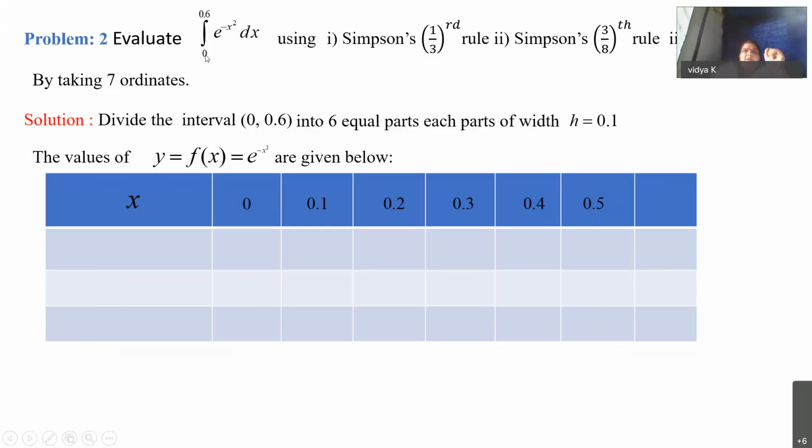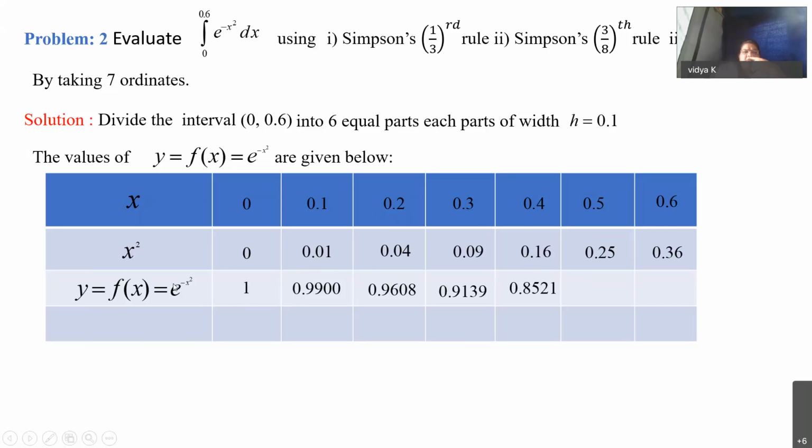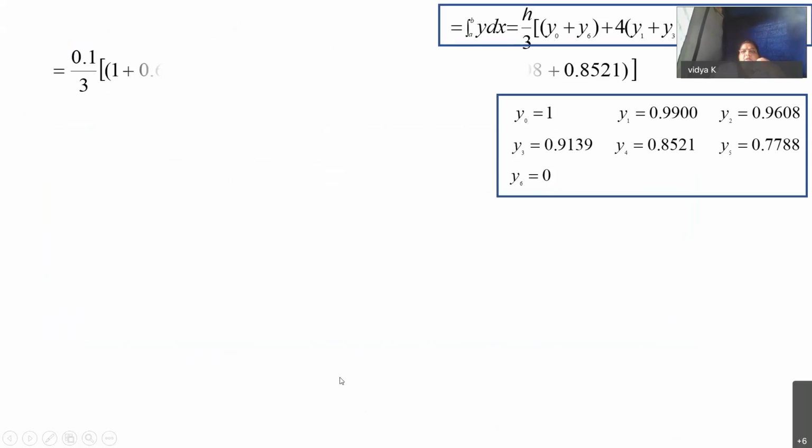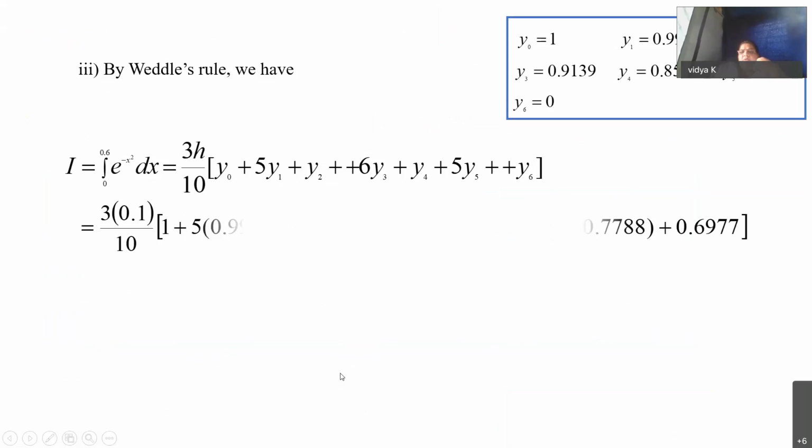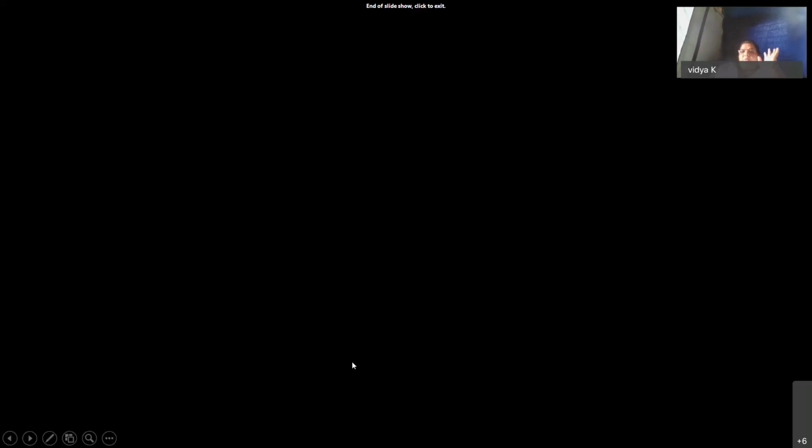Start with the lower limit, add the step length 0.1, you get 0.1, 0.1 plus 0.1, 0.2, like that. When you reach 0.6, you stop there, then x square is the square of that, and then you get e to the power minus x square. Or directly you can get it from the calculator. Then give the notations for that. Then substitute in the respective formula and you get the required value. So here completes module 5.